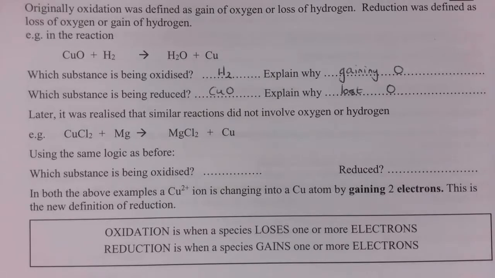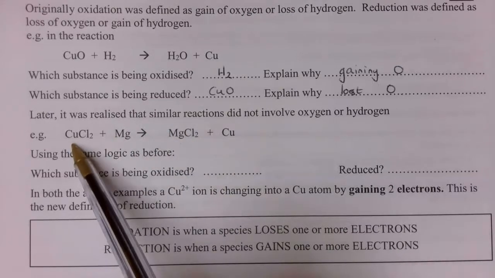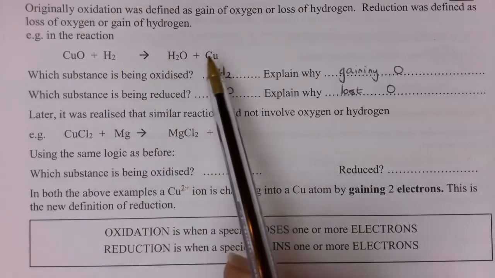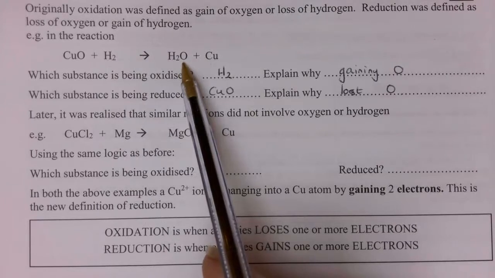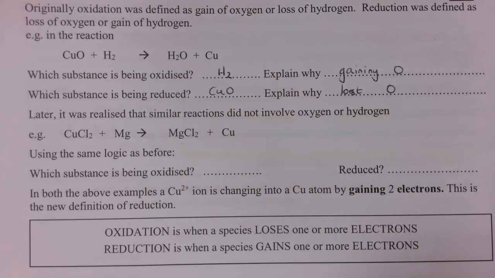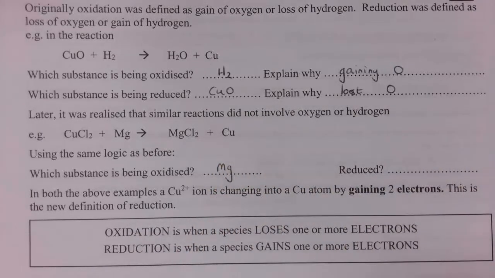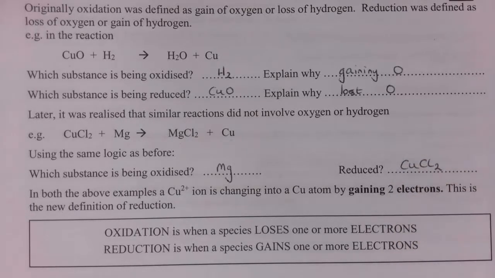However, it soon became apparent there were a large number of reactions which didn't involve oxygen or hydrogen, but were very similar. So if we consider the second example, copper 2 chloride reacting with magnesium, you see that you've got an element going to a compound and a compound going to an element. In the same way you have here. So you have the copper going from the compound to the metal element, and you have the hydrogen going from the elemental form to a compound. So in the same way as we have before, the substance being oxidized would be the magnesium, which is taking the place of the hydrogen, and the species being reduced is the copper 2 chloride.